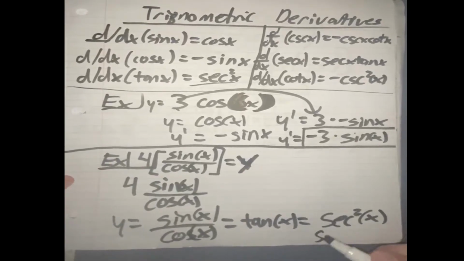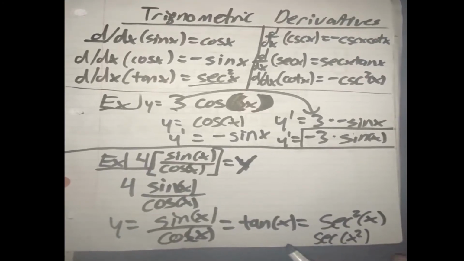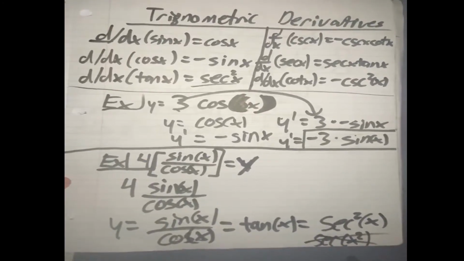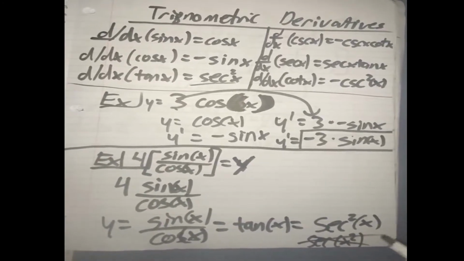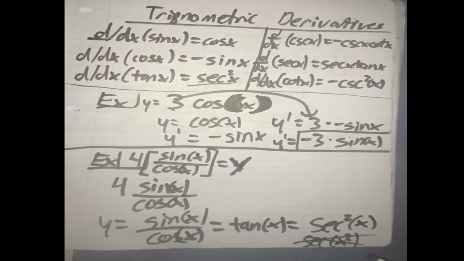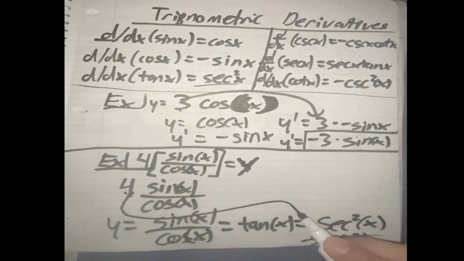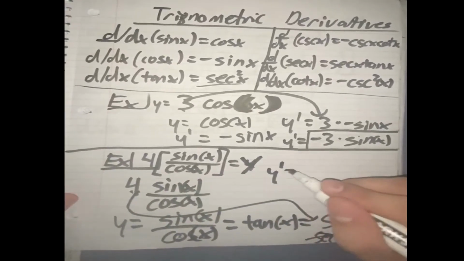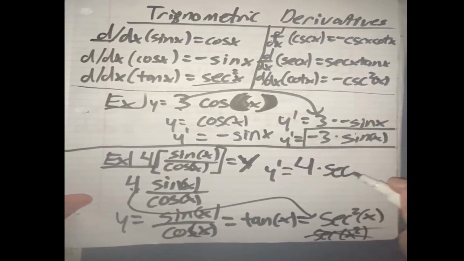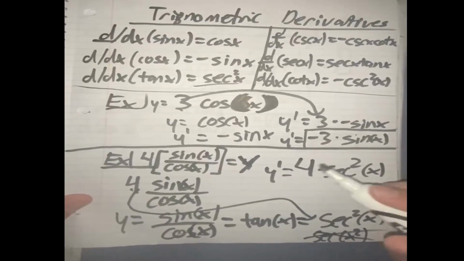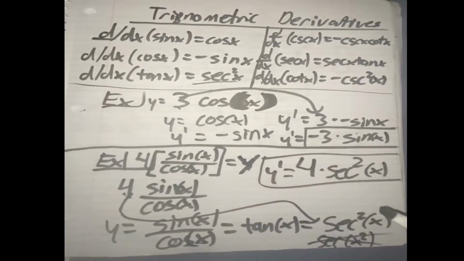Now, don't be confused and put secant x squared, because that's a totally different function. Remember, the whole function secant x is being squared. That's why we include the square here and not inside the parentheses. Now, we did multiply by a constant 4. So the actual derivative y prime is going to be equal to 4 times secant squared x, and that is our derivative for sine of x divided by cosine of x.